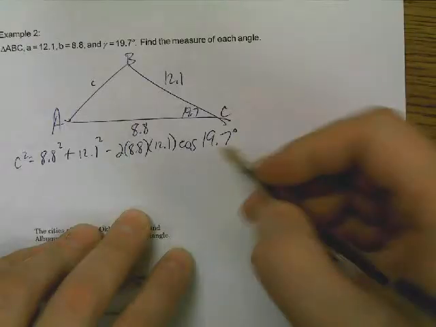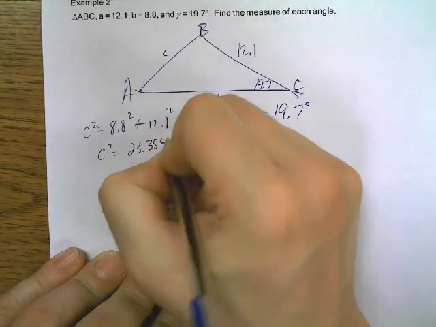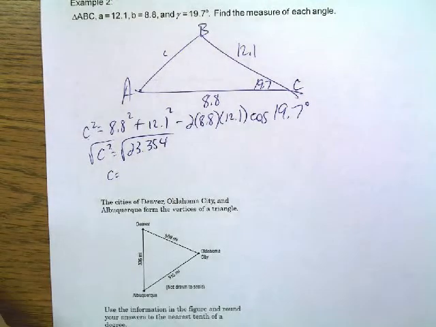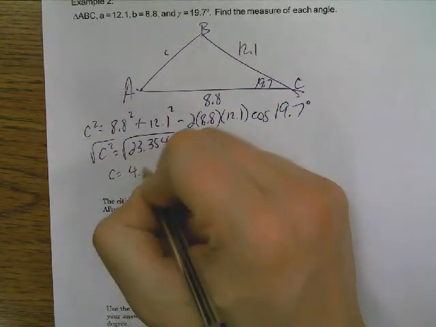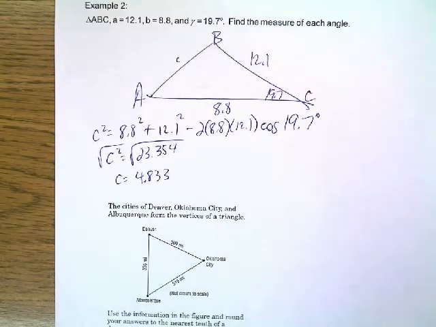Very close. So C squared is 23.354, and C is going to be the square root of that. So I'll do control, square root, go up and grab the number, and I get 4.833. Okay, very close again.